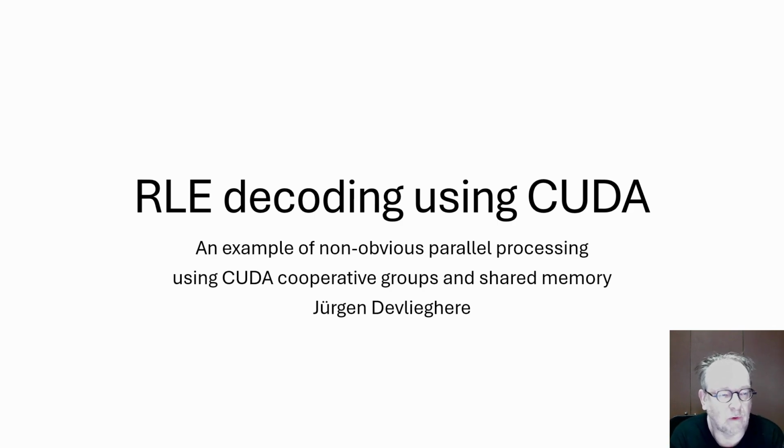Run-length encoding, or shortly RLE, is a compression technique. Internally it has a component that looks intrinsically linear. Yet, besides being linear, it is possible to decompose the algorithm to run significantly in parallel. In this video, I'll show you how to decompress an RLE coded input in a CUDA parallel environment. It will also illustrate how to work with cooperative groups in CUDA and how to use shared memory to accomplish that decompression.